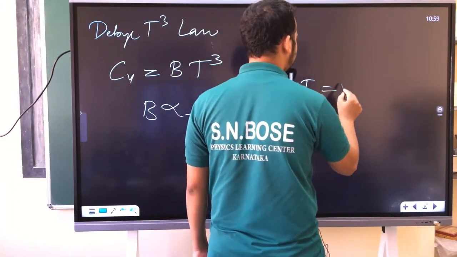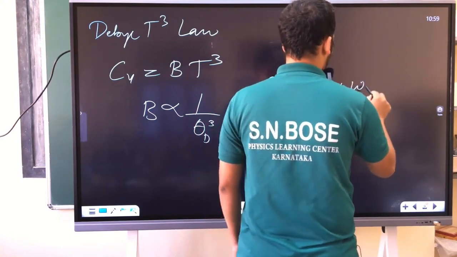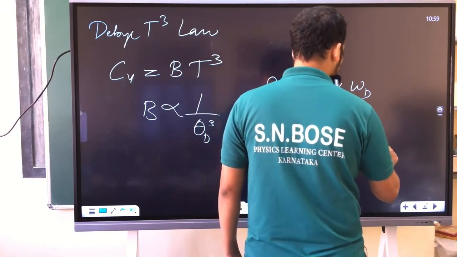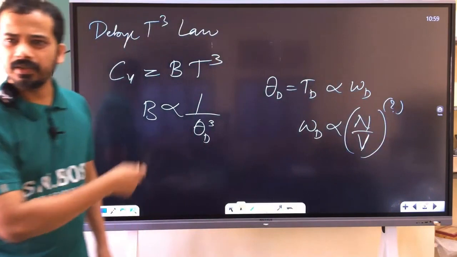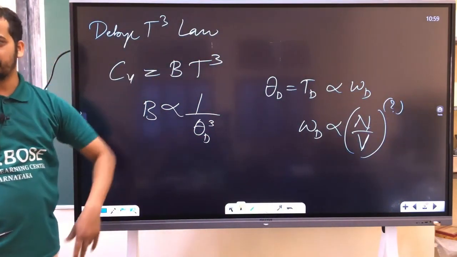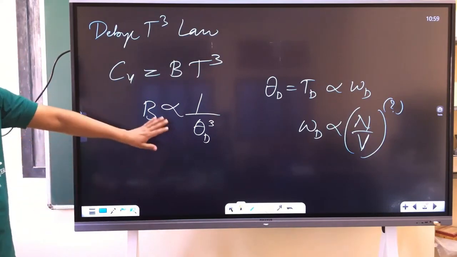So somebody correct me if I'm wrong. That is again proportional to omega D. Omega D is again proportional to N by V power something, 1 by 3. In the usual Debye theory, it's 1 by 3. If they change the dispersion relation, then everything will change. That's what I'm saying. Got my point? This is also required.